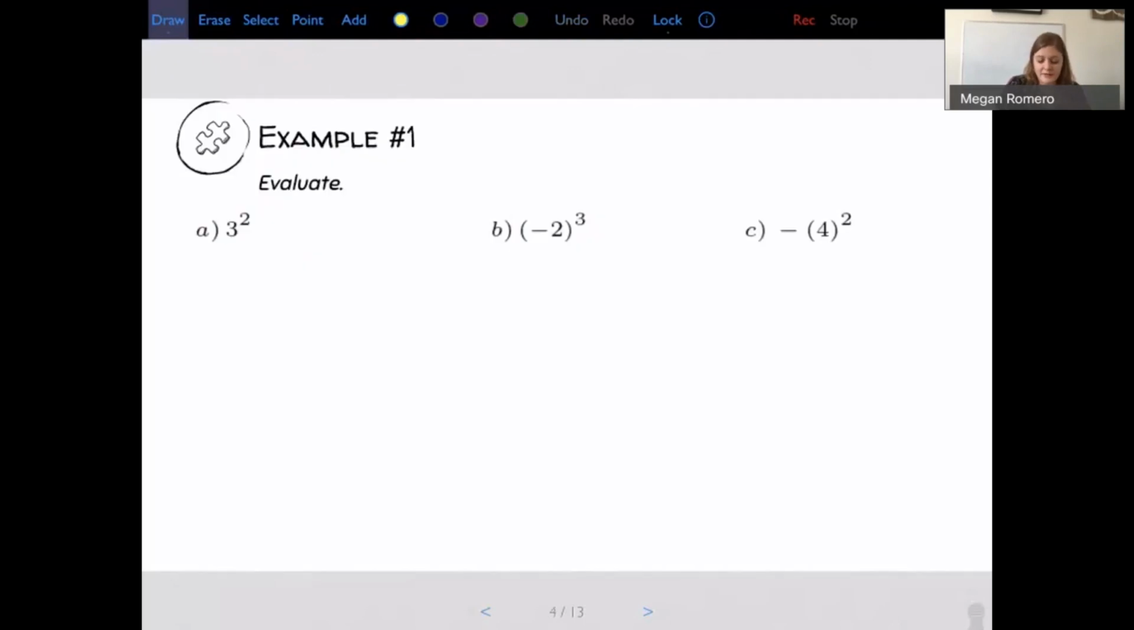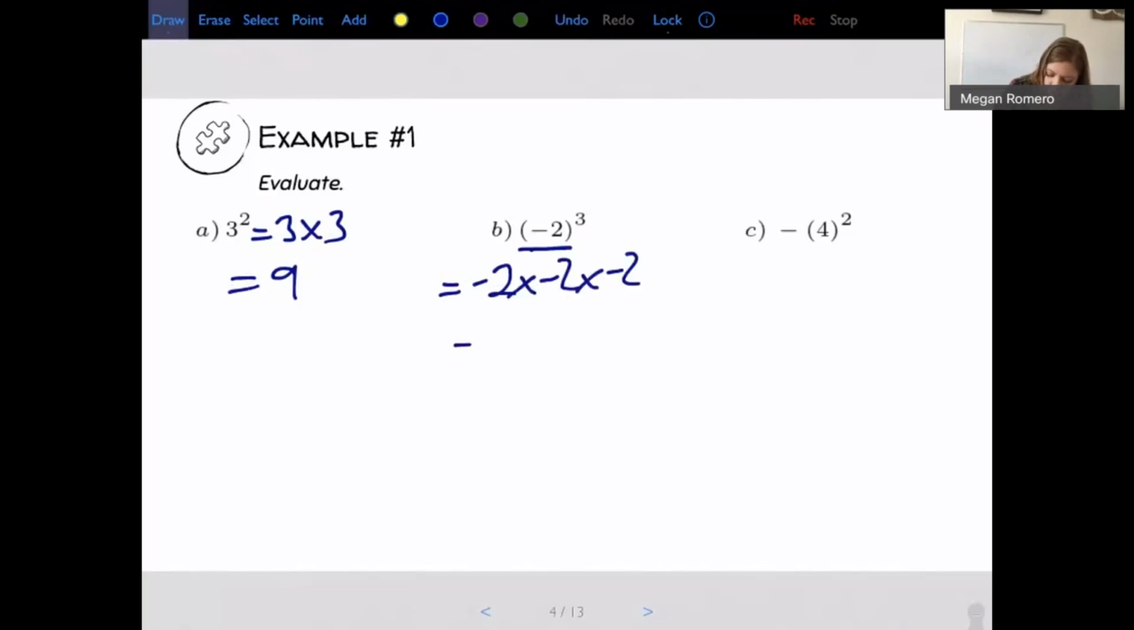Example 1, evaluate. 3 squared means 3 times 3, which is positive 9. Negative 2 to the third power, notice how the negative 2 is in parentheses, which means that this whole thing, negative 2, is our entire base that we're going to multiply by itself 3 times. So this means negative 2 times negative 2 times negative 2, which gives us negative 8.